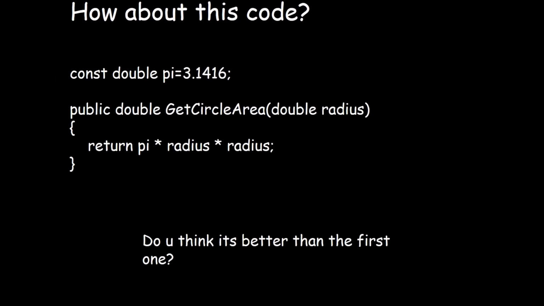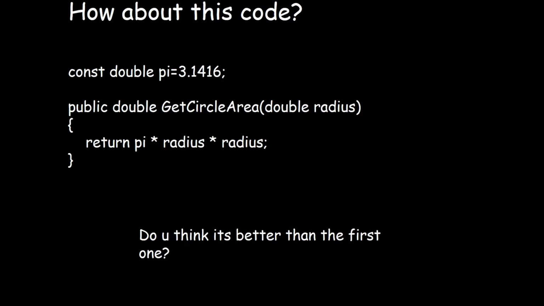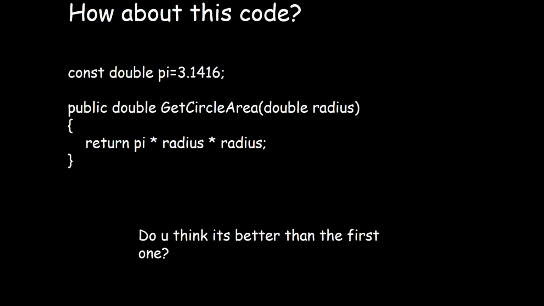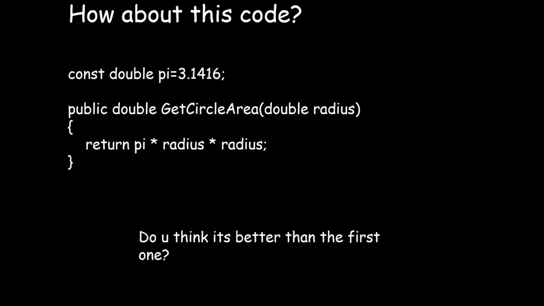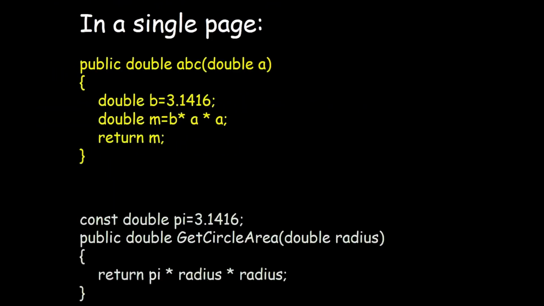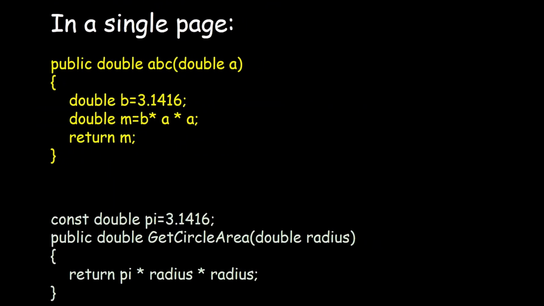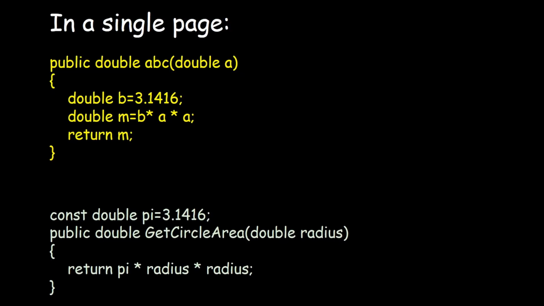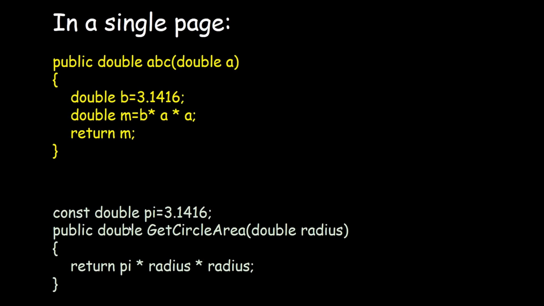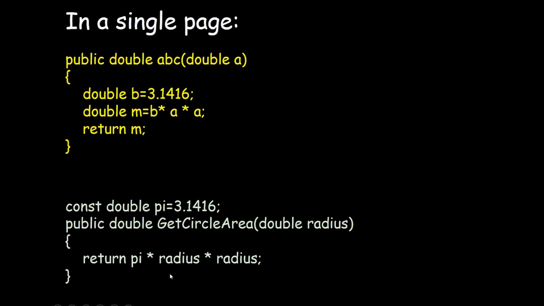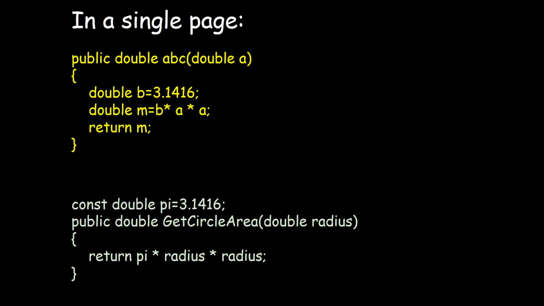Why should we write this self-explanatory code? Because when you call this method, the method name will tell you what it does. Let's see later. So in a single page, if I just copy and paste both methods, you can see this was the first one and this was the second one. Certainly the second one is much better.